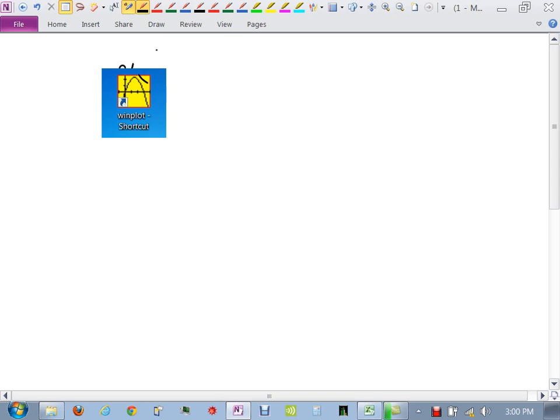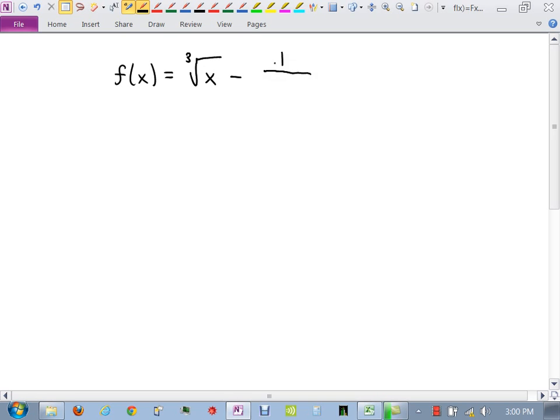F of x equals, I'm not sure why it keeps doing that. F of x equals cube root of x minus 1 over the cube root of x squared. Now we've got an interesting function here. Let's do this on the interval 1, 8.